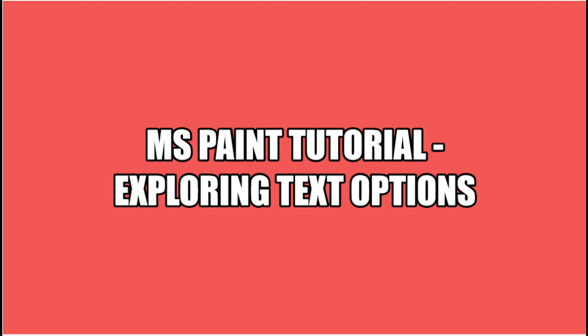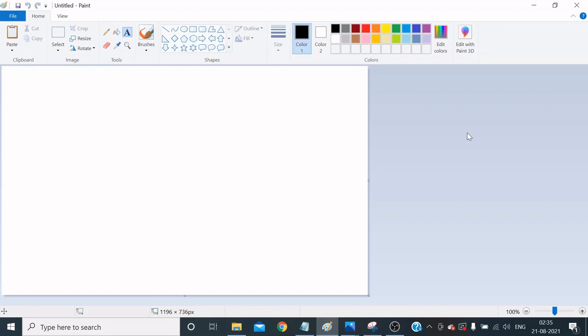Okay, in today's video, I will start showing you how you can use MS Paint for basic usage. So let's get started. Let me start recording my screen. Yeah, this is the basic screen for MS Paint, and let's explore some of the options which are available over here.